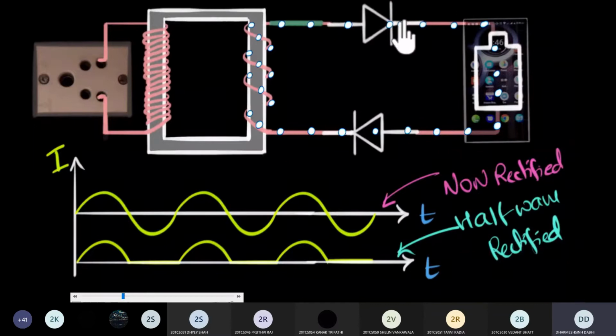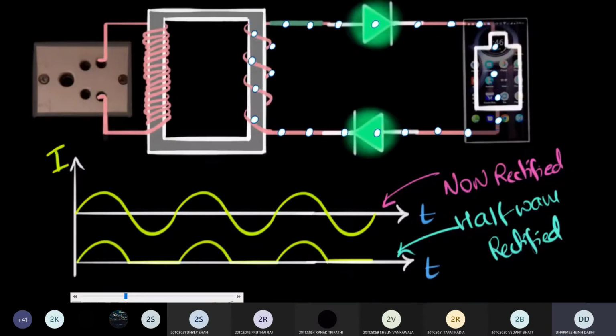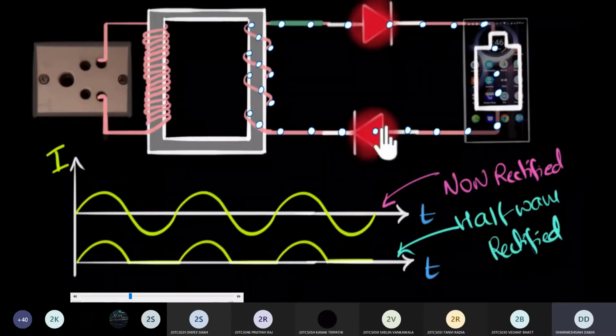Well, now when current is trying to flow clockwise, notice both the diodes will be forward biased. Both diodes will allow that. So both diodes will be green, and as a result, we'll have a current flowing. Yay! But when the current tries to go anti-clockwise, no. You see, again, both of these will be red, and so the current won't flow, and again, you'll get the same thing as a half-wave rectifier. So this is still a half-wave rectifier with just two diodes.